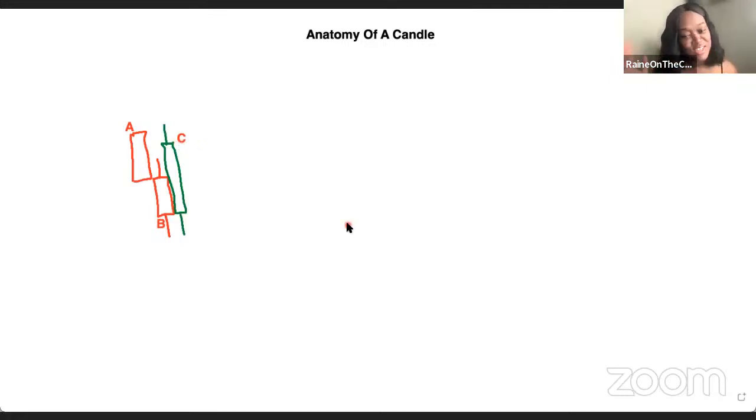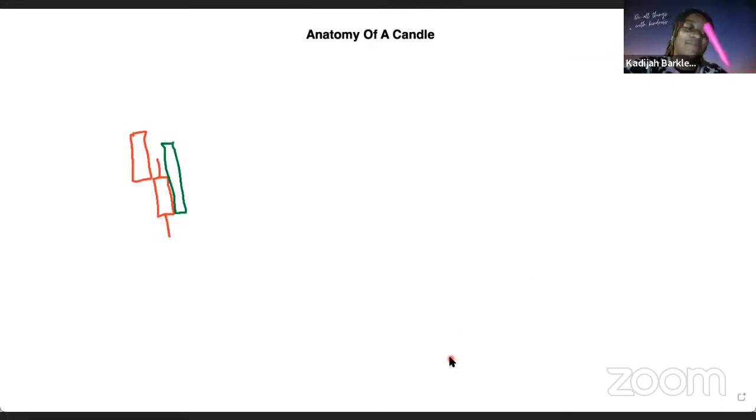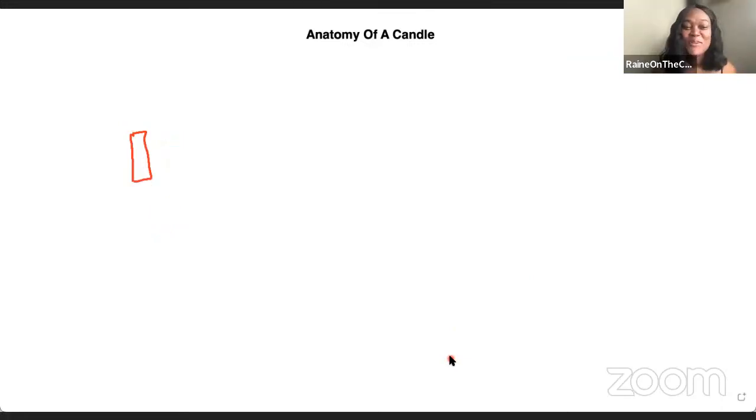I'm going to do another one. See, my excellent drawing skills. I'll try and do it a little bit better. All right. So let's go. Let's do this.